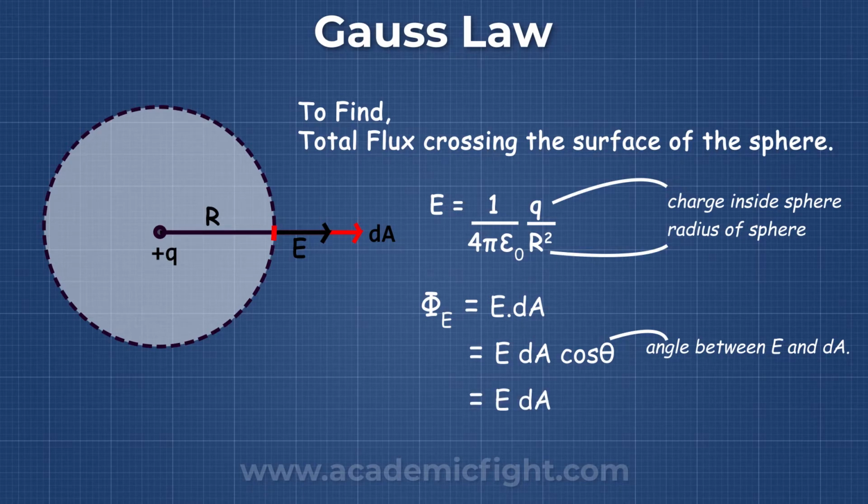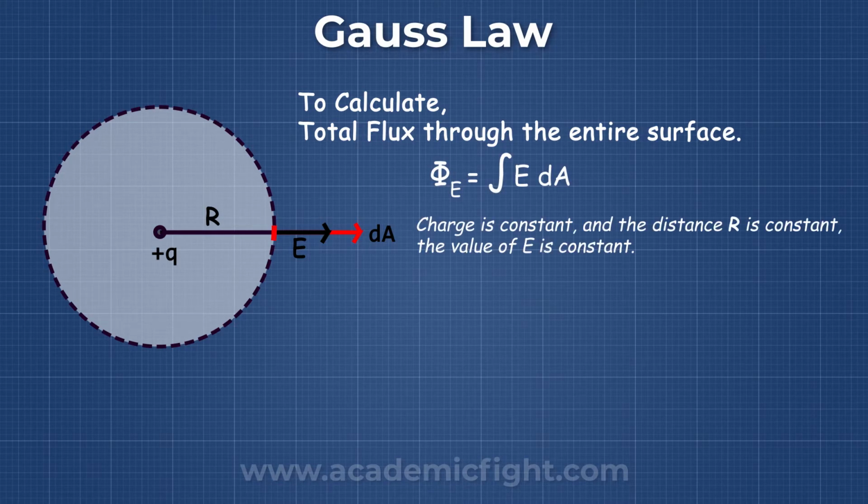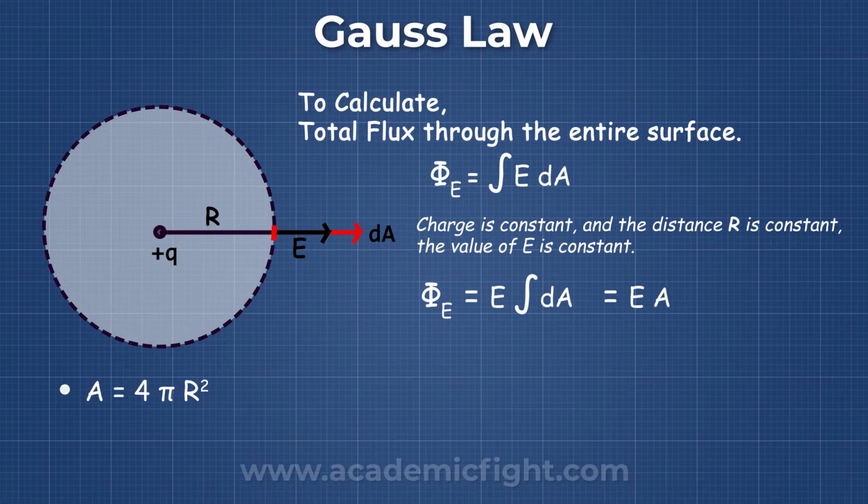Now to calculate the flux through the entire surface, we need to integrate this value of phi E. So we have integration of E dA. Since the charge is constant, and the distance between the charge and surface is constant, the value of E is constant. So E comes out of the integration. So now we are left with the integration of dA, and the area of a sphere is 4 pi r square.